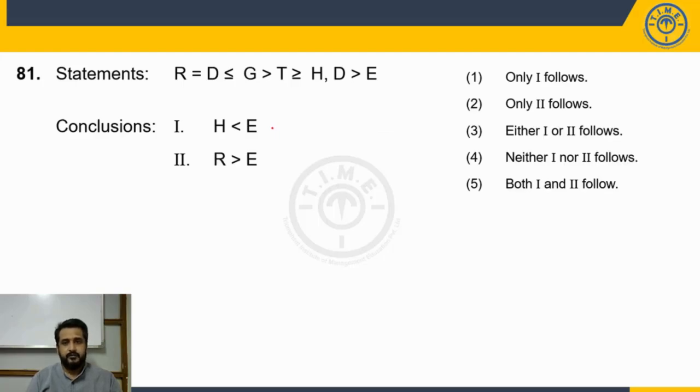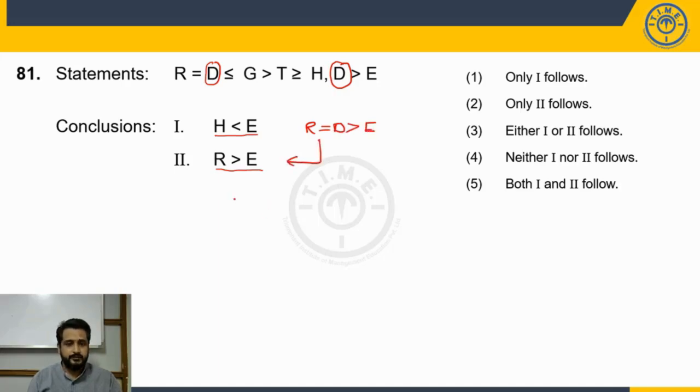Okay, so we have the statements. First conclusion is between H and E, second conclusion is between R and E. Okay, let's combine the statements. To combine, we have a common term D in these two statements. So let's combine it. R equal to D and D greater than E for the second conclusion.